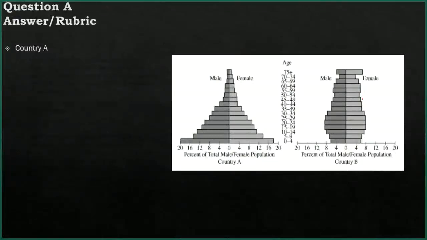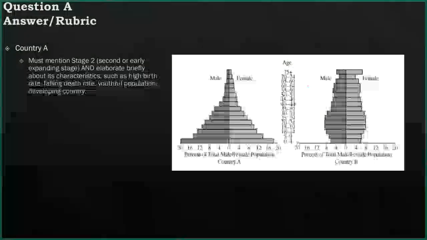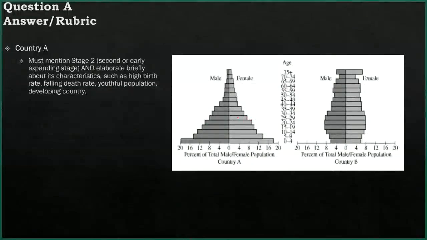So what this rubric would have said was you must mention that it was a stage 2, second or early expanding stage, you could also say, and elaborate briefly. You couldn't simply say that this is stage 2 and this is stage 4. You needed to elaborate on its characteristics, such as high birth rate, falling death rate, youthful population. It's very evident that there's a youthful population here, like the majority of this country's population is below 30.